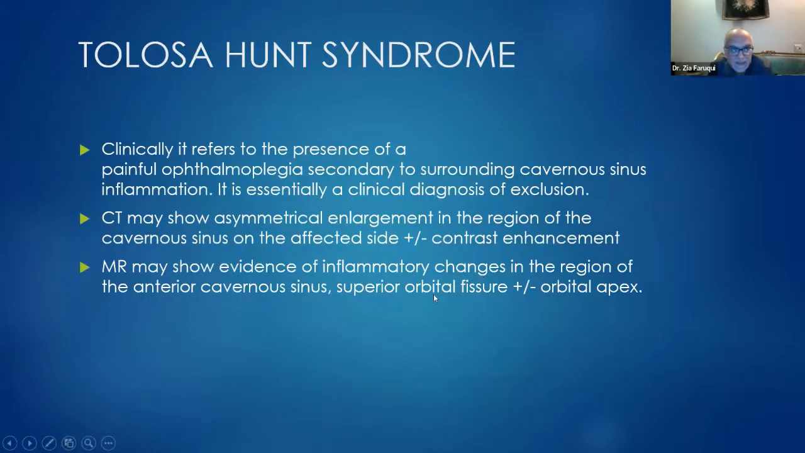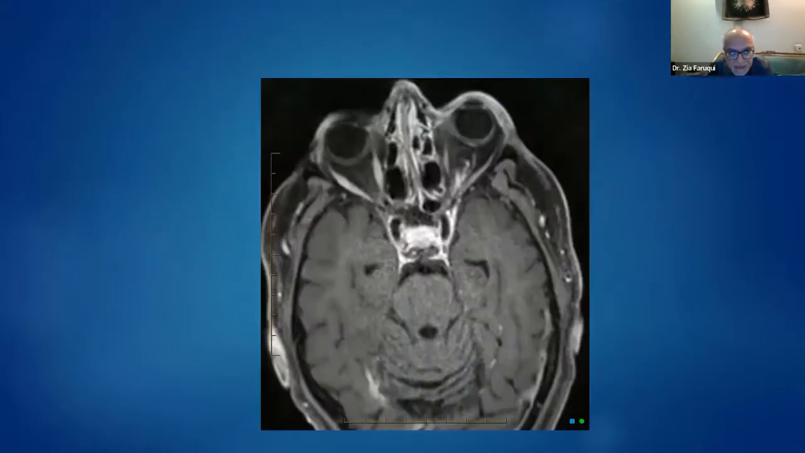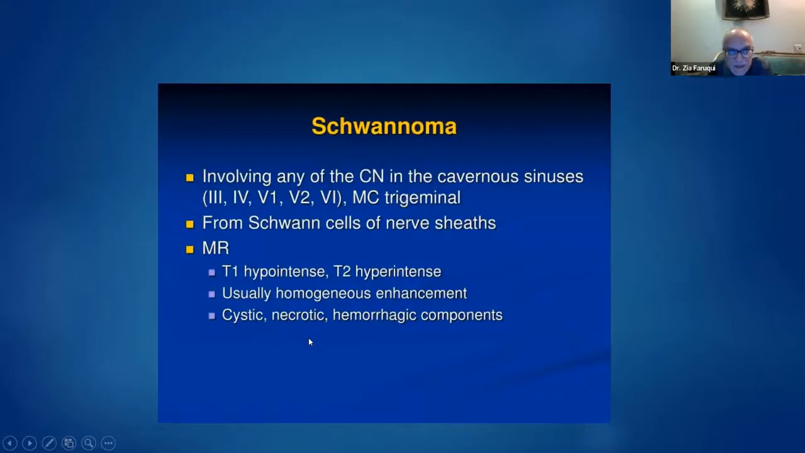Tolosa-Hunt syndrome is again basically a clinical diagnosis. You have painful ophthalmoplegia due to cavernous sinus inflammation. Imaging will frequently not show you anything, but sometimes you can pick up subtle features. For example, in this case, you can see there is asymmetric enhancement, which is extending into the apex of the left orbit, but this is essentially a clinical diagnosis. Schwannomas may involve any of the cranial nerves.